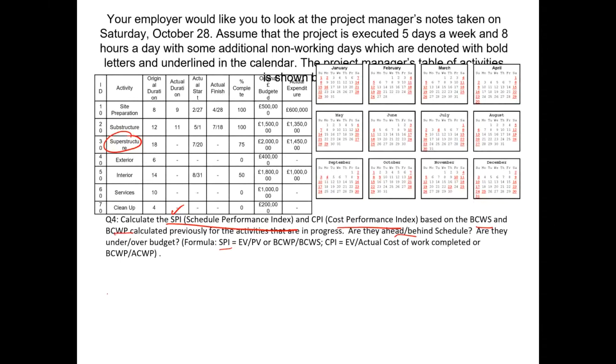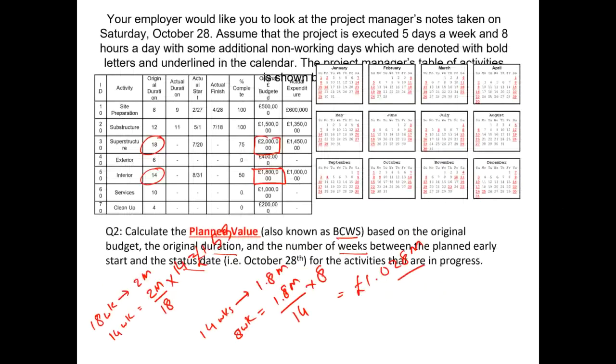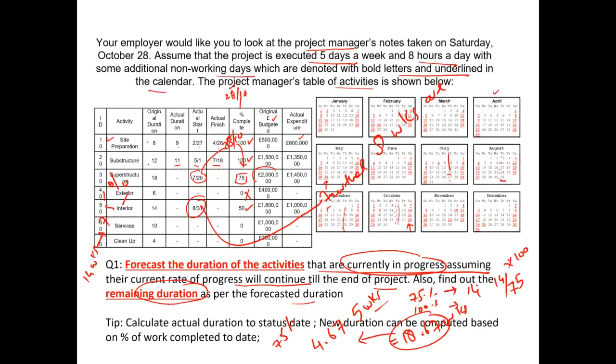So the formula of a schedule index is BCWP divided by ACWP, and by the way, we have calculated it previously. So we know we have calculated the budgeted cost of work performed in this step previously.